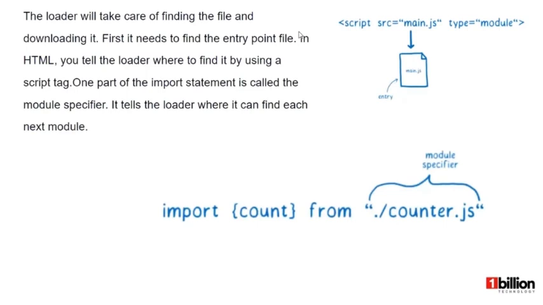And then comes the loader. The loader will take care of finding the file and downloading it. First, it needs to find the file where it needs to point, and then you tell the loader using the script. This part of the import statement is called the module specifier. It tells the loader where it can reach the next module. So over here, we specify the module specifier.